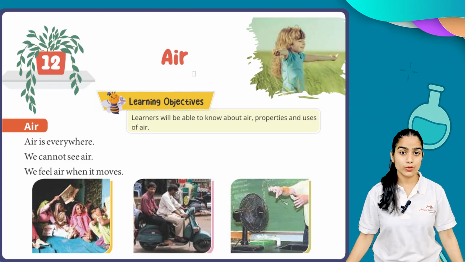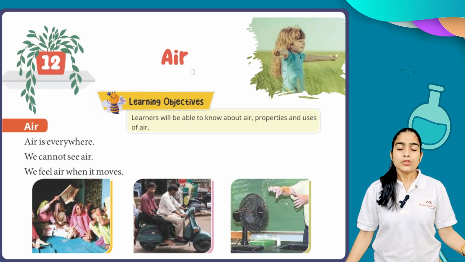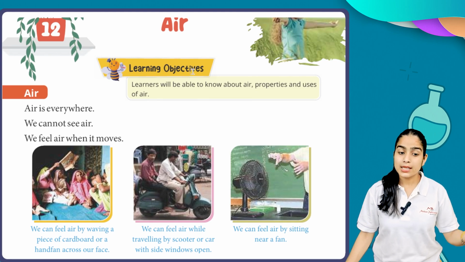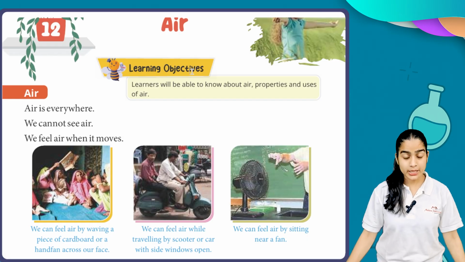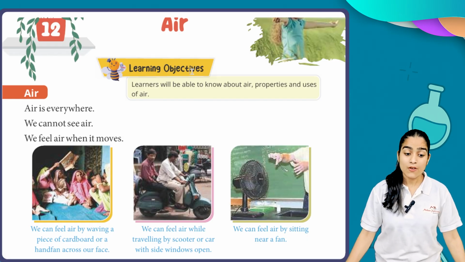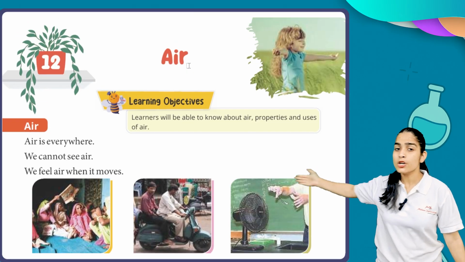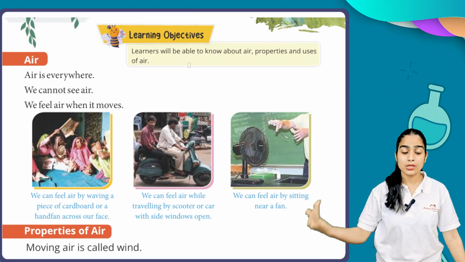So first of all, do you know about air? First, start to breathe. The thing you take inside your body is called air. Air is everywhere. You cannot see it, but you can feel it. We cannot see air, but we feel air when it moves. If you want to feel air, you have to take your arm like this and move it at great speed. So you can feel air around yourself.